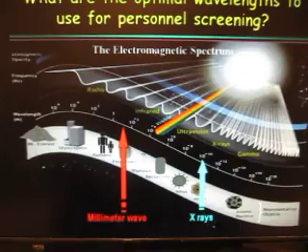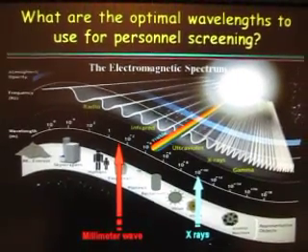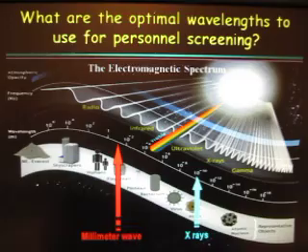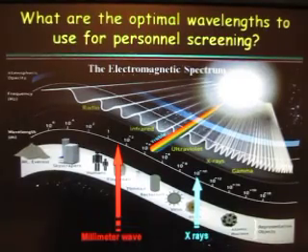So what sort of wavelengths would you be interested in for personnel screening? Well, there are actually two different technologies that we're going to talk about briefly. Here's millimeter wave, and here's X-rays. Basically, these are part of a whole spectrum of waves called the electromagnetic spectrum, which includes visible light and radio waves and X-rays and UV, ultraviolet. They're all actually the same sorts of waves. The difference is in the wavelength or the frequency of the waves.